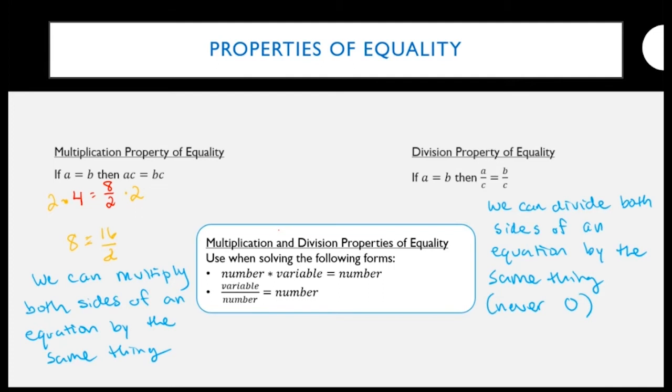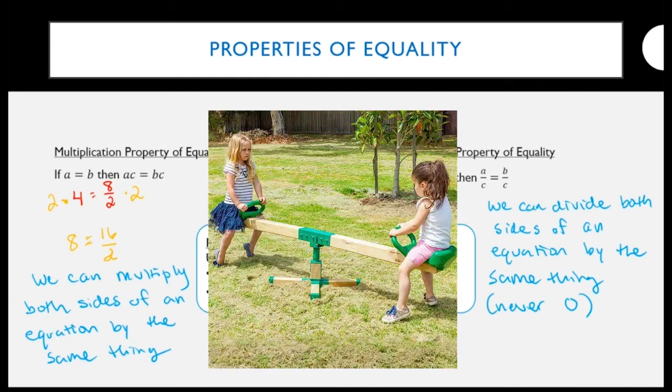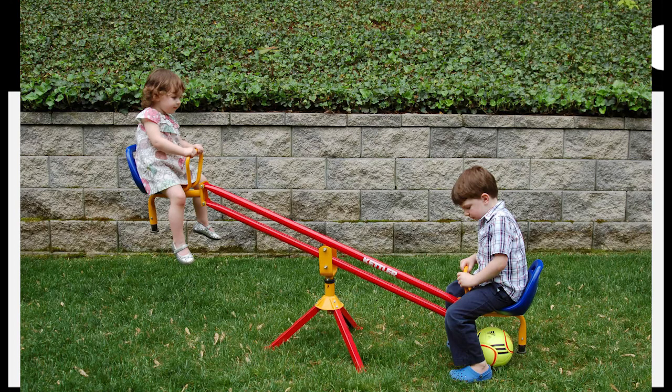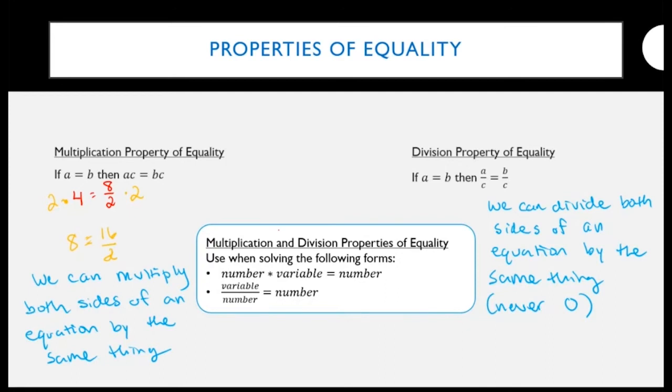And so this would be if you had two kids on a seesaw and it's balanced out perfectly, and then you maybe took one kid off and replaced it with someone that's half their weight. To make it balance, you have to halve the weight on the other side as well. So these two properties are used to solve equations that are in the following forms, where you have a number times a variable equals another number, or if you have a variable divided by a number equals another number, because the whole key of solving is doing the opposite. So to solve, we do the opposite.